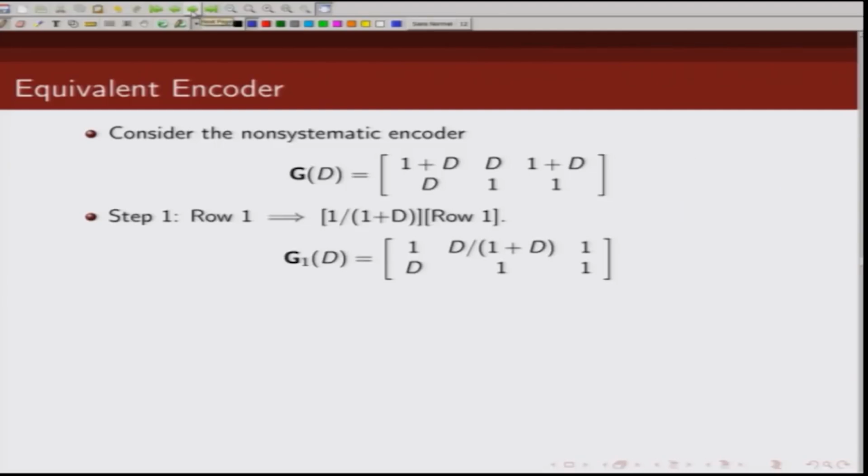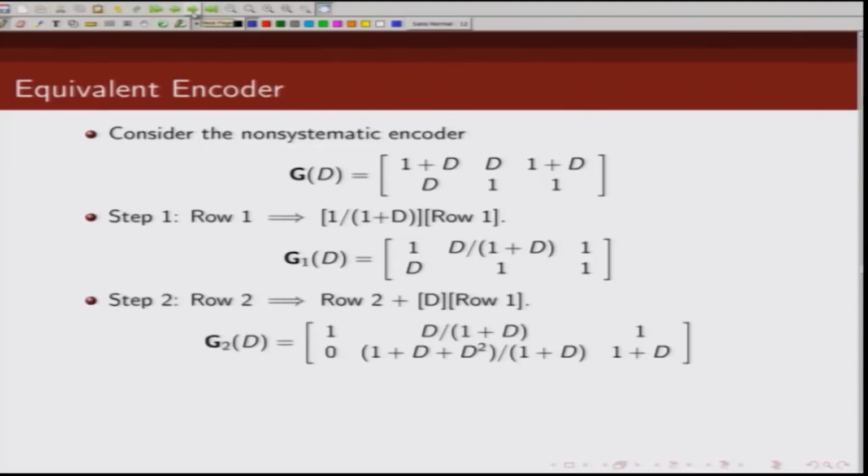First, we will do this transformation on row 1, we will try to make this a 1. How can we make this a 1? If we multiply row 1 by 1 plus D, this term will become 1, this term will become D by 1 by D, and this term will become 1. We leave the second row unchanged.